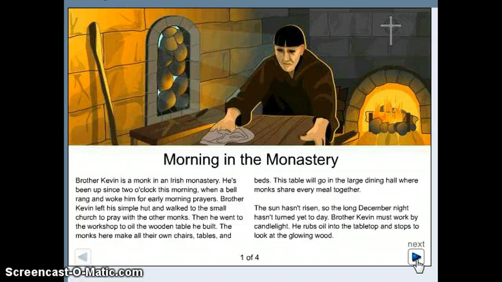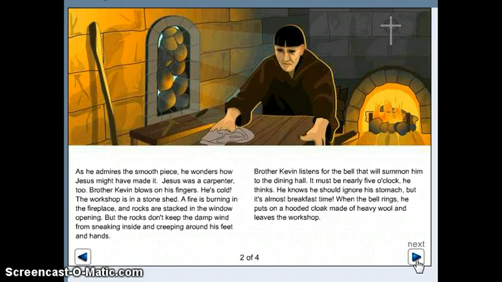The sun hasn't risen, so the long December night hasn't yet turned to day. So it's before daylight. Brother Kevin must work by candlelight. He rubs oil into the tabletop and stops to look at the glowing wood. They worked very hard, and they did make a lot of their own materials. As he admires the smooth piece, he wonders how Jesus might have made it. Jesus was a carpenter too.